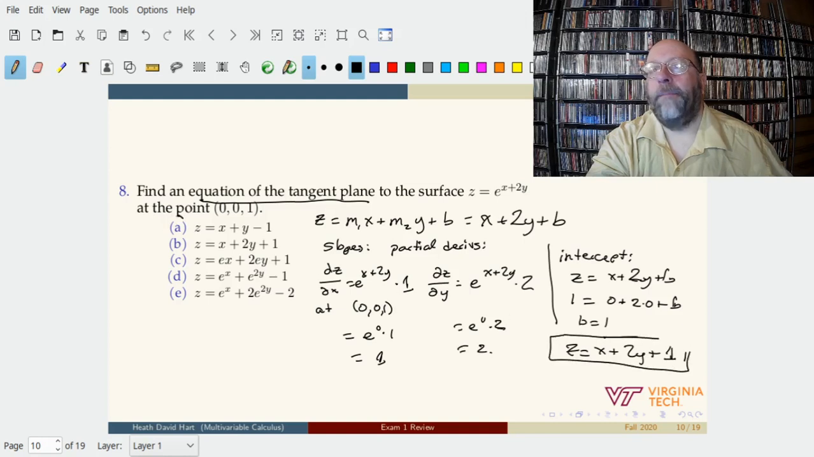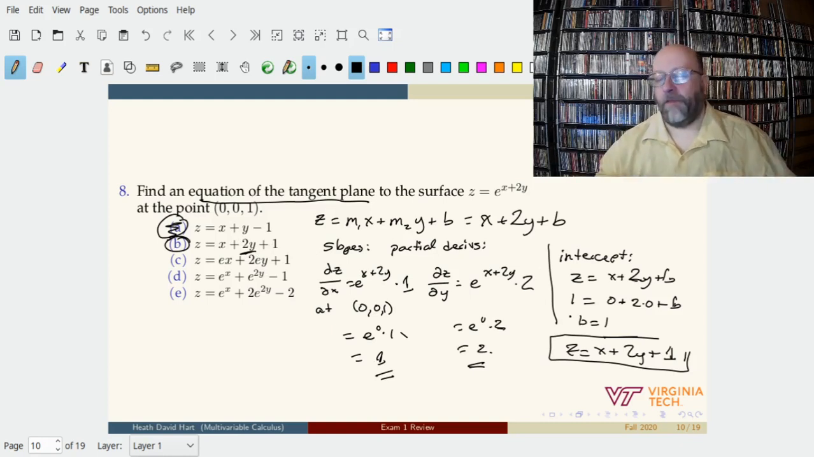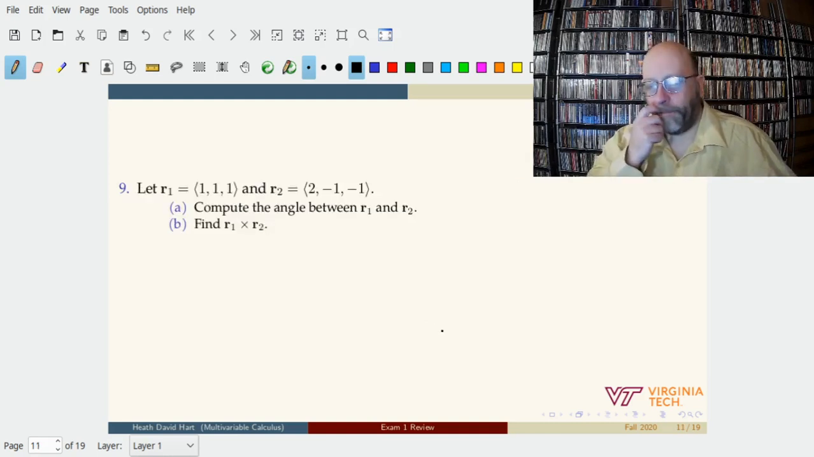And that's A. By the way, once you got here, you could have eliminated... sorry, x plus 2y plus 1 is A. Once you got the 1 and the 2, you could have eliminated all the other choices. You didn't need to do the work for the intercept, but this is how we do it. All right, let's move on to the free response questions.